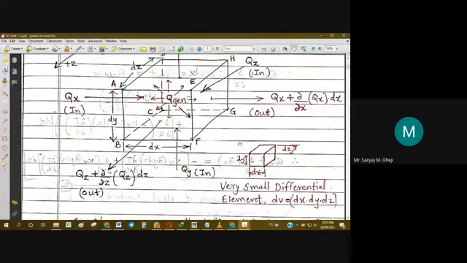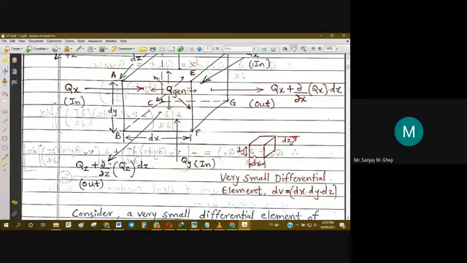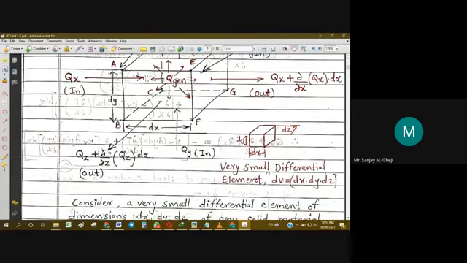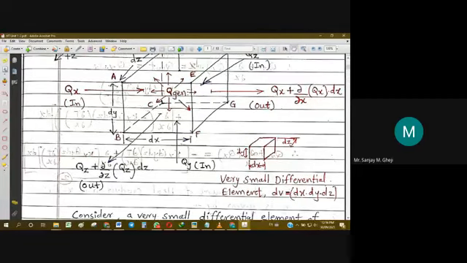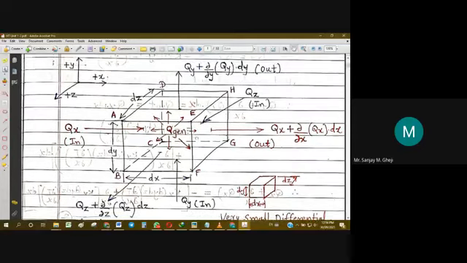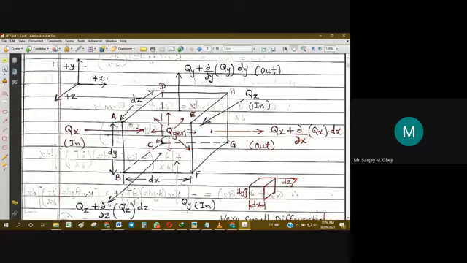For any single homogeneous uniform material, we will consider a very small differential element as shown here, a small cube like this, having length dx, height dy, and width dz. This is a very small differential element out of any material through which conduction is happening in all three directions. This is the small differential element under consideration.